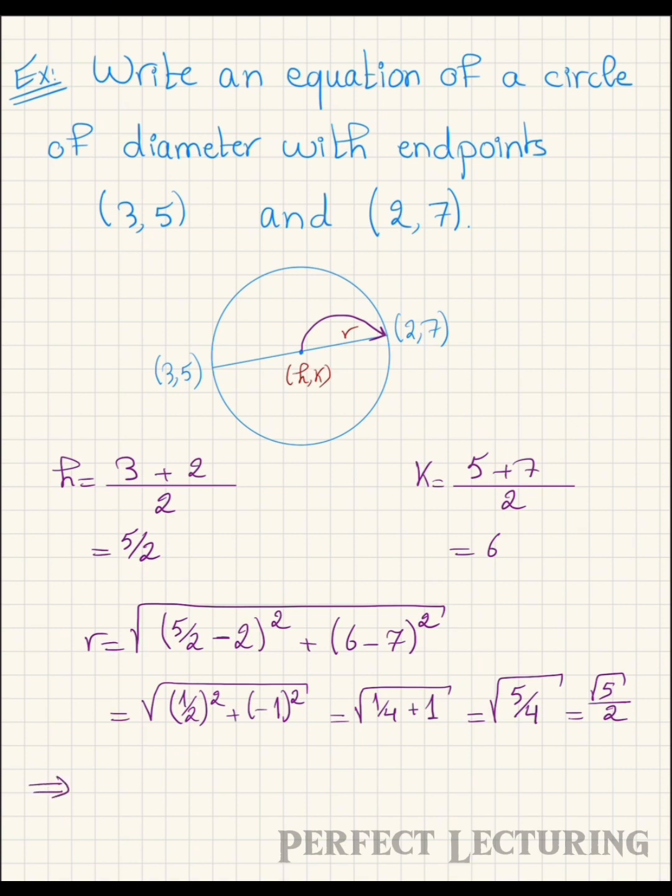Therefore, the equation of the circle becomes (x minus h) squared, which is (x minus 5 over 2) squared, plus (y minus k) squared, which is (y minus 6) squared, is equal to the radius squared, and that is equal to 5 over 4, and this is the equation of the circle.